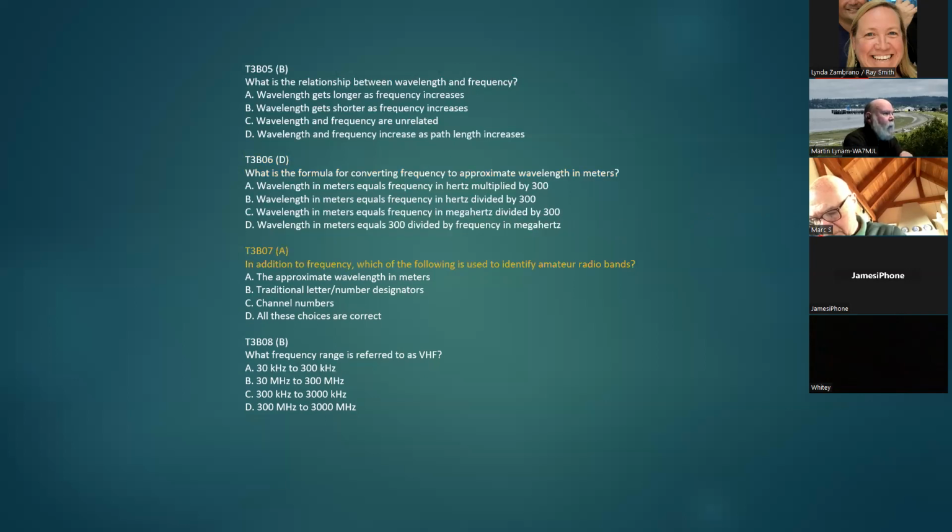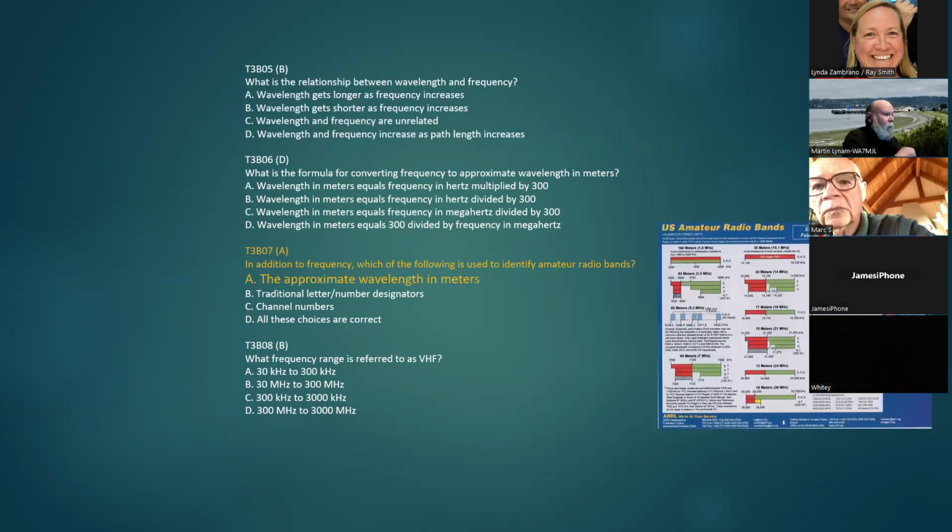Question B07, in addition to frequency, which of the following is used to identify amateur radio bands? And I've used this a few times. Oftentimes, the approximate wavelength in meters is used to identify the band. Here's a chart from the ARRL, which gives an indication of the various bands that amateurs use.